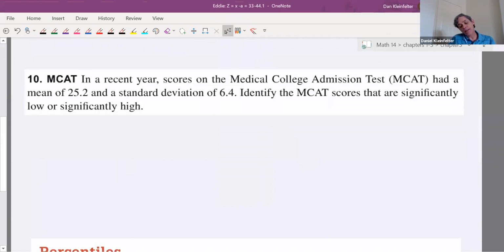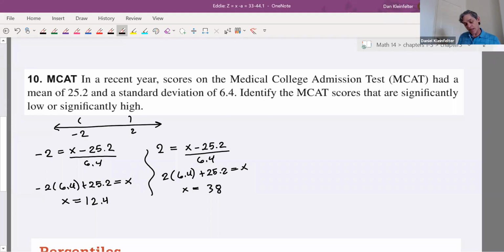Another example: in recent years, scores on the MCAT had a mean of 25.2 with a standard deviation of 6.4. We're going to identify the MCAT scores that are significantly high or significantly low. As with our earlier example, we're going to find the test scores that would correspond to z-scores of plus and minus 2. So you should pause the video, try that, and then see if you get the same thing that we do.